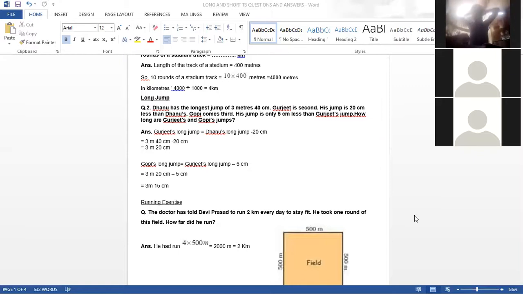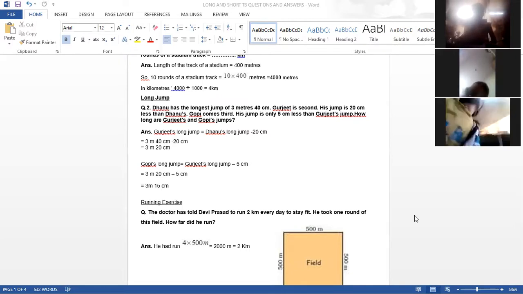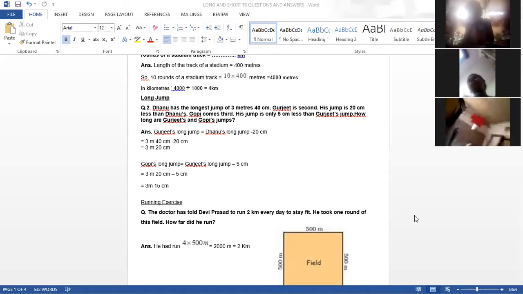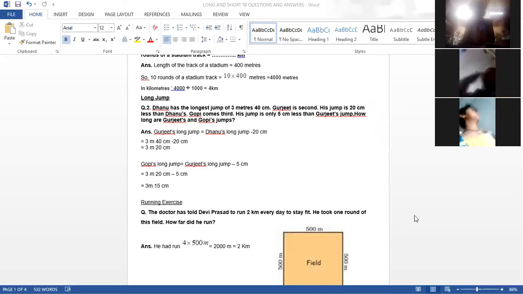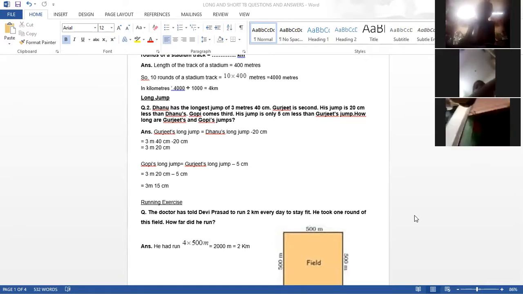Next it is given, Gopi comes in third place. He jumps only 5 centimeters less than Gurjeet. So Gopi covered the distance of Gurjeet minus 5. 3 meters 20 centimeters minus 5 centimeters is 3 meters 15 centimeters. When you are subtracting, you have to subtract centimeters from centimeters and meters from meters.